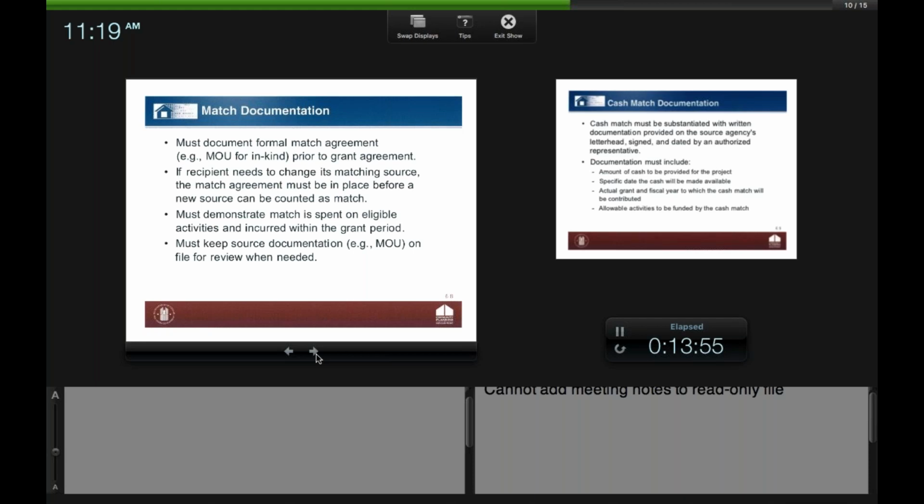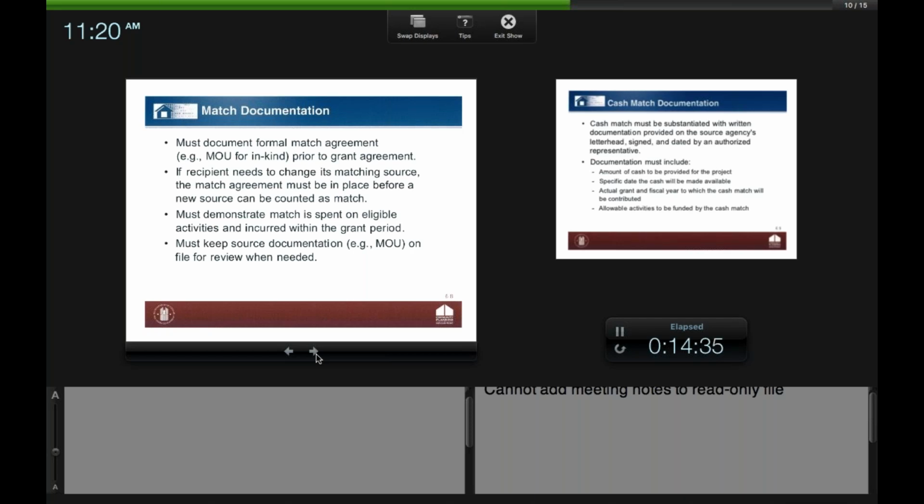And as we look at the requirements for the MOU and/or for the cash documentation, the documentation must indicate that match will be spent on eligible activities and the time period that the match would be available, which must coincide with the effective period of that grant, which is the operating start date through to the expiration date of that grant.